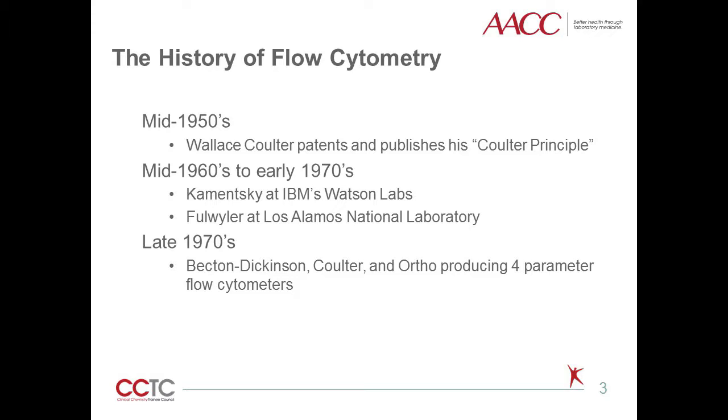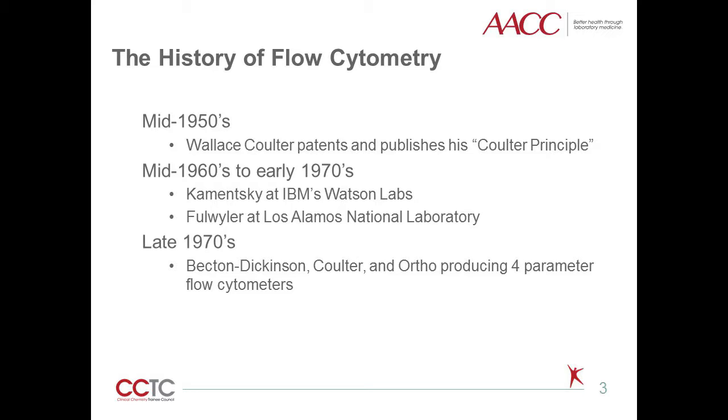Flow cytometry can trace its roots all the way back to the microscope. But for all practical intents and purposes, it was really born in the mid-1950s when Wallace Coulter received his patent for differentiating and counting particles by size, measuring changes in electrical impedance as they passed through a small aperture, what we now know as the Coulter principle. The mid-1960s and early 1970s saw researchers such as Kamensky at IBM's Watson Labs and Fulwiler at Los Alamos National Laboratory build and expand upon this principle in combination with Torbjorn Casperson's work on microspectrophotometry to create the foundation of flow cytometry as we know it today.